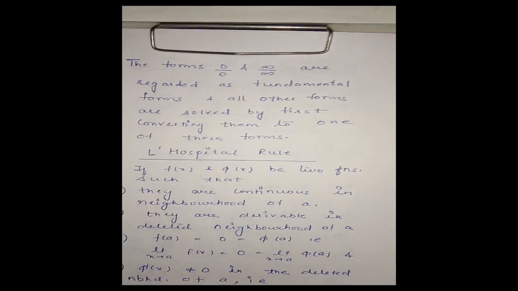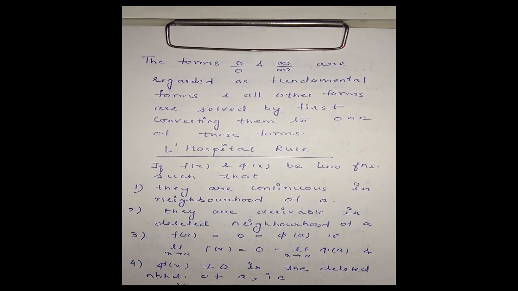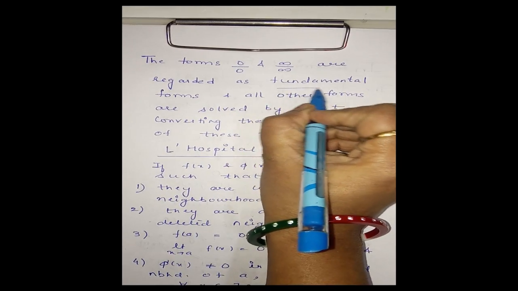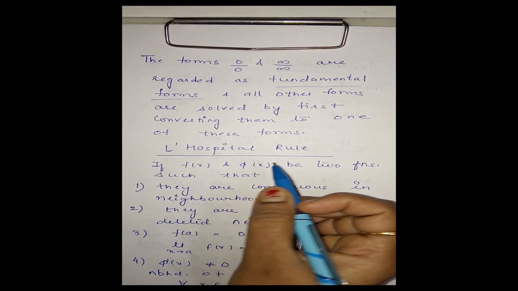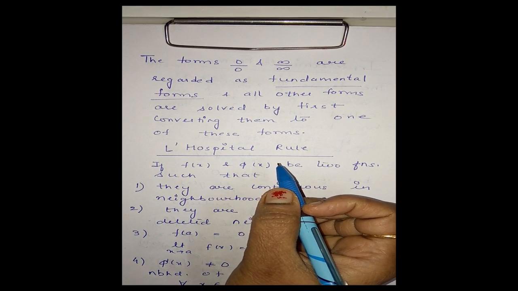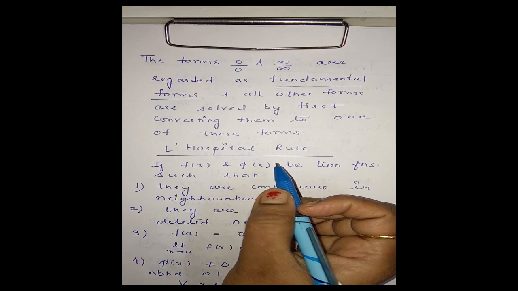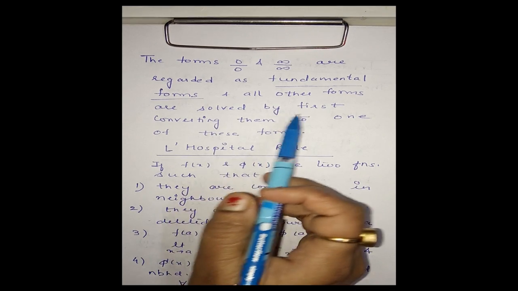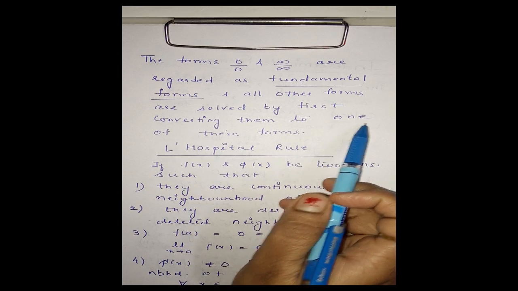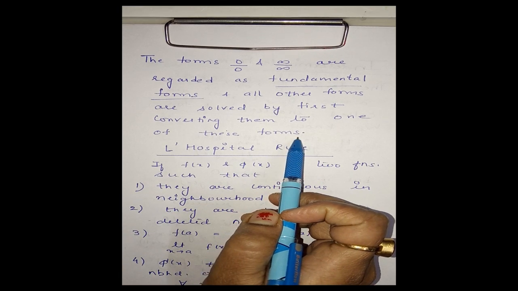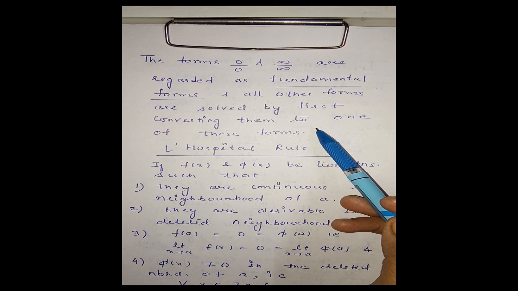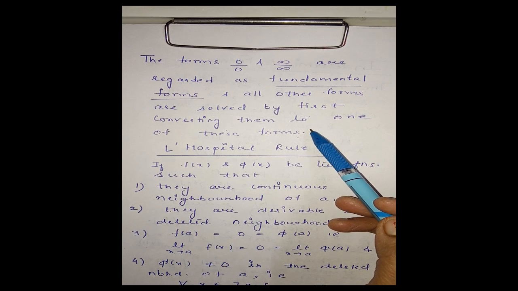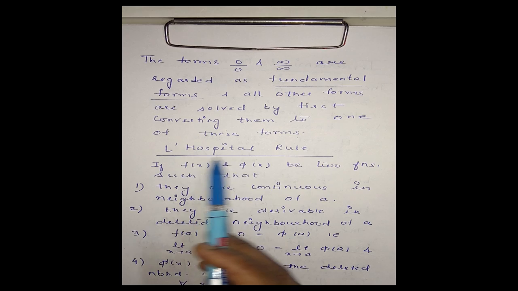The forms 0 by 0 and infinity by infinity are regarded as the fundamental forms. These two are the fundamental forms, and all other forms, 0 power 0, infinity power 0, infinity minus infinity, all these forms are solved by first converting them to one of these forms. Now we have a rule for solving these types of limits, indeterminate form limits, which is L'Hopital rule.